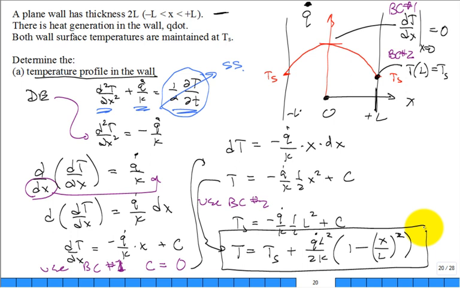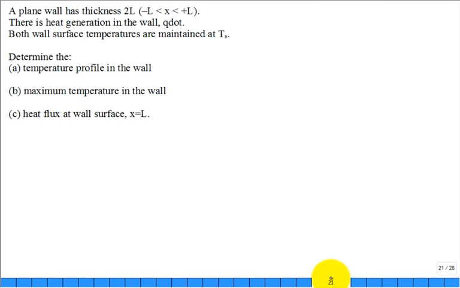Yes, there was a little bit of algebra right here, but I think you can handle it, right? Does that look good? Once you get the temperature profile, the next part B is going to be, give me the max temperature. Part C, give me the heat flux. So let's go ahead and do that. Where is the maximum temperature in the wall?